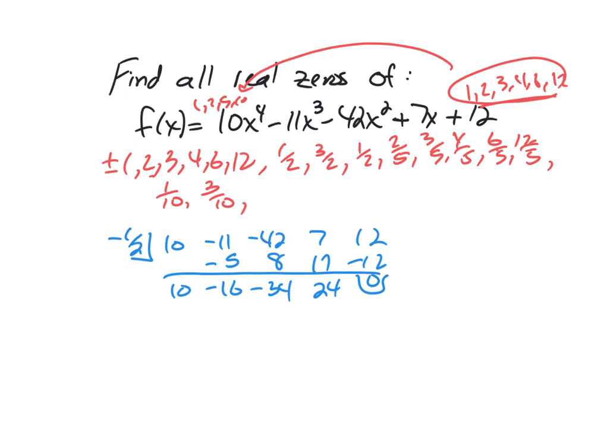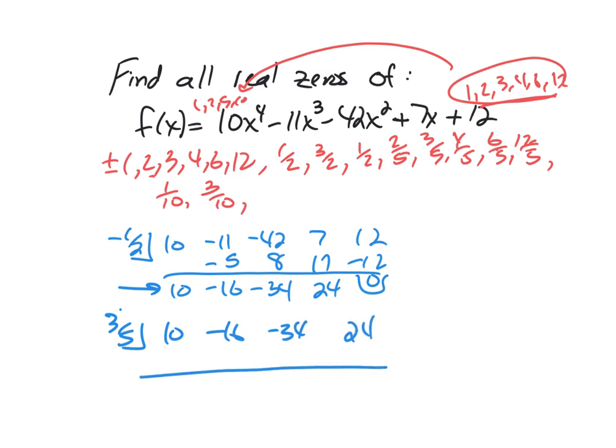Let me see here. Yeah, it looks like it's crossing somewhere between 0 and 1, but closer to 1. So it looks like 3/5. So let's try 3/5 right here and see what happens. Now we're going to try 3/5 with these bottom numbers though: 10, -16, -34, and 24. Don't do the original numbers. Let's do those instead. So I'm going to bring down the 10.